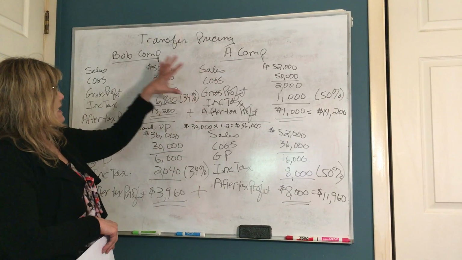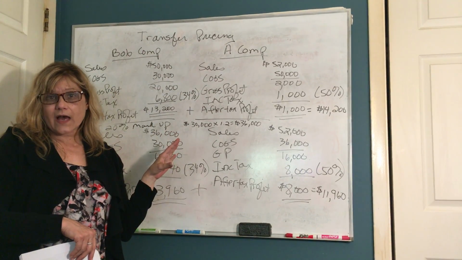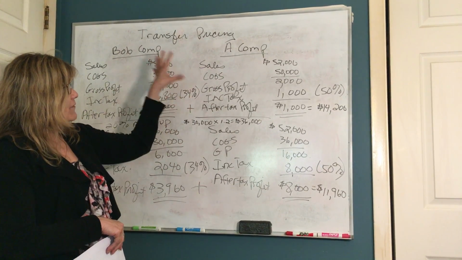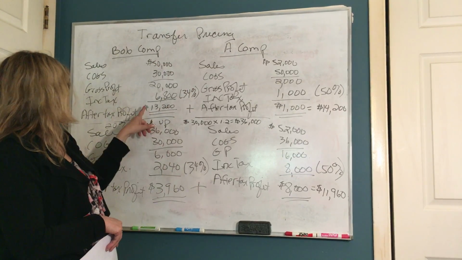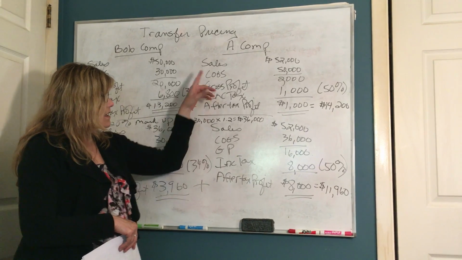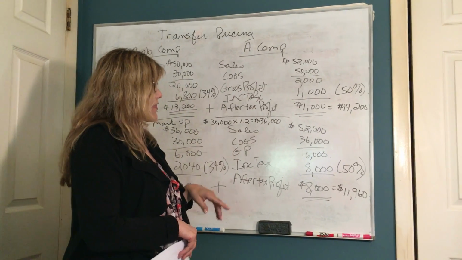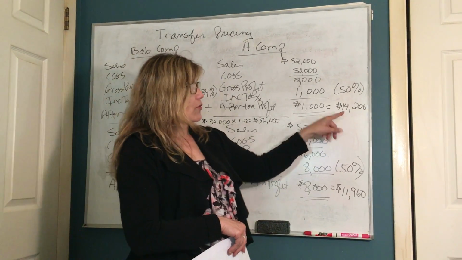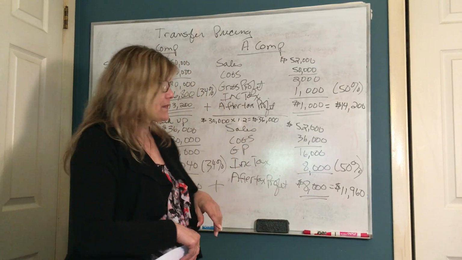So when we look at the combined effect, the after-tax profit of both companies is the U.S. profit of $13,200 plus A company's profit of $1,000, which totals $14,200.